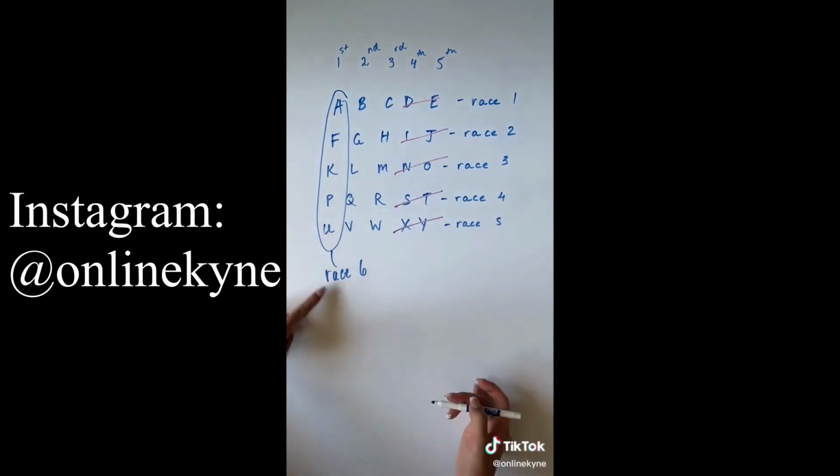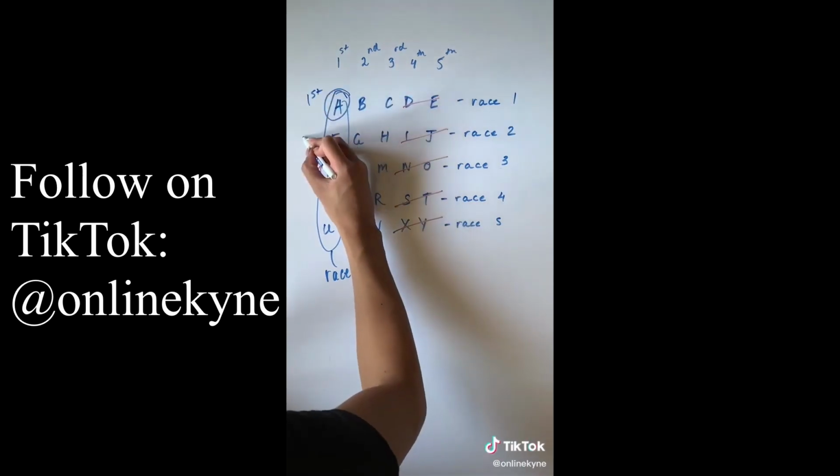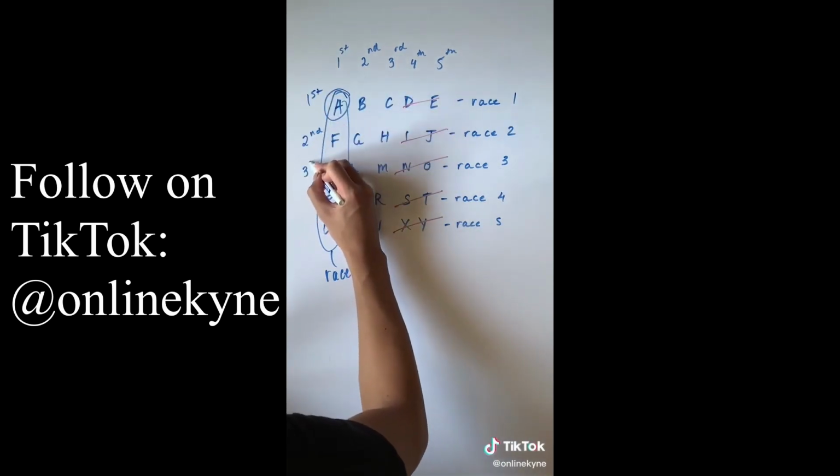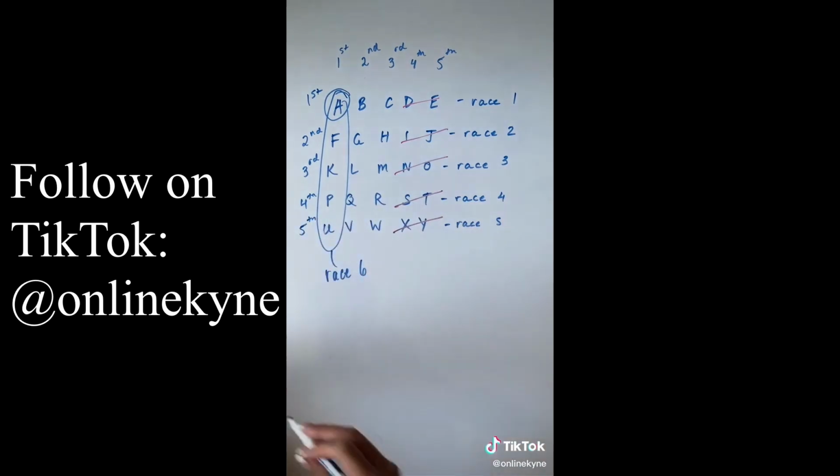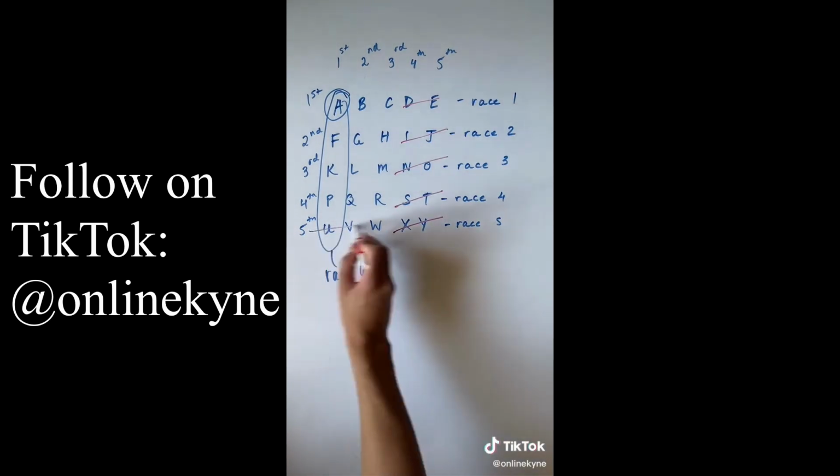Now race everyone who came first, and let's say the results of that race are A, F, K, P, U. Horse A is for sure number 1, but we need another race for 2nd and 3rd because B or C could possibly outrun F or K, for instance. P and U are out of the running, along with everyone they beat.